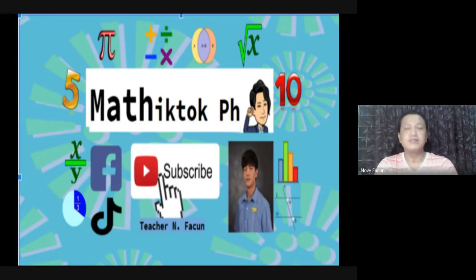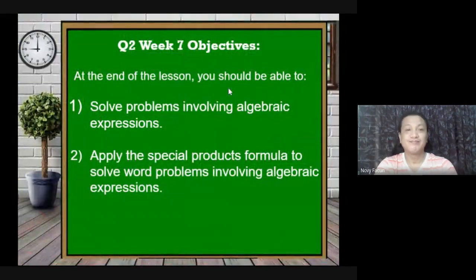So with that, let's go to our lesson for today. Our quarter two, week 7 objectives. At the end of the lesson, you should be able to, number one, solve problems involving algebraic expressions. Number two, apply the special products formula to solve word problems involving algebraic expressions. So, ito yung kailangan nating ma-master or matutunan ngayong week na ito.